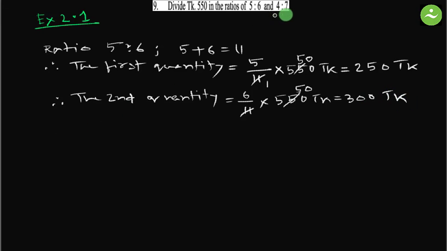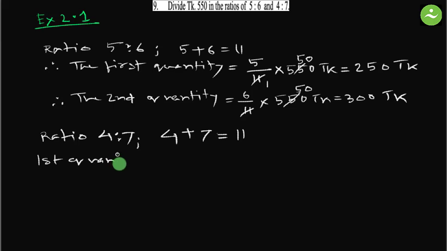Next ratio 4:7. When ratio is 4:7, 4 plus 7 equals 11. Therefore, first quantity will be 4 by 11 multiply total amount 550 taka.